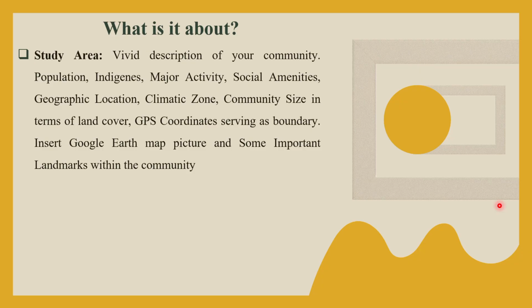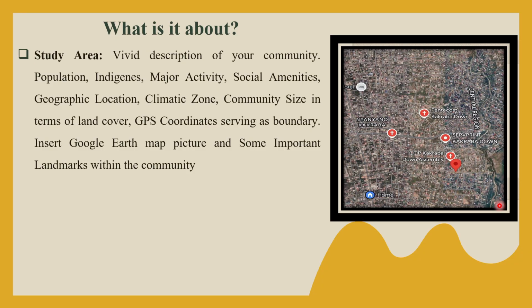Basically, talk about your community so that if I read your report, if I read the community description, I will know where your community is and what some of the activities that go on in your community are. Then also insert a Google Earth map. Install Google Earth, then get the location of your community. This is how a Google Earth map looks. And when you check this side, this is the location of the community the person talked about.